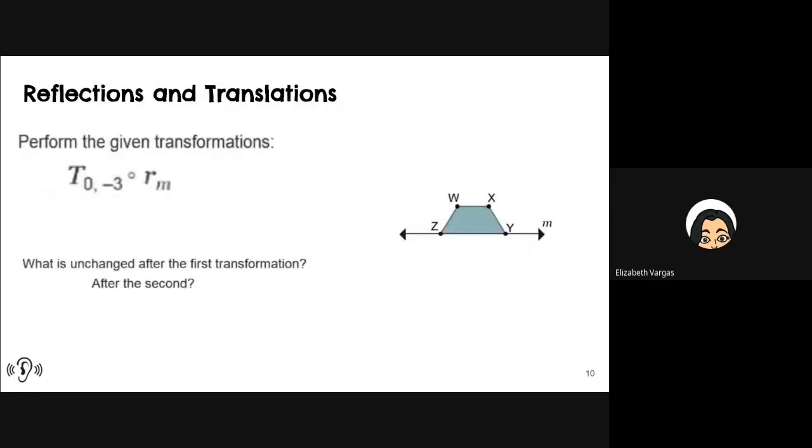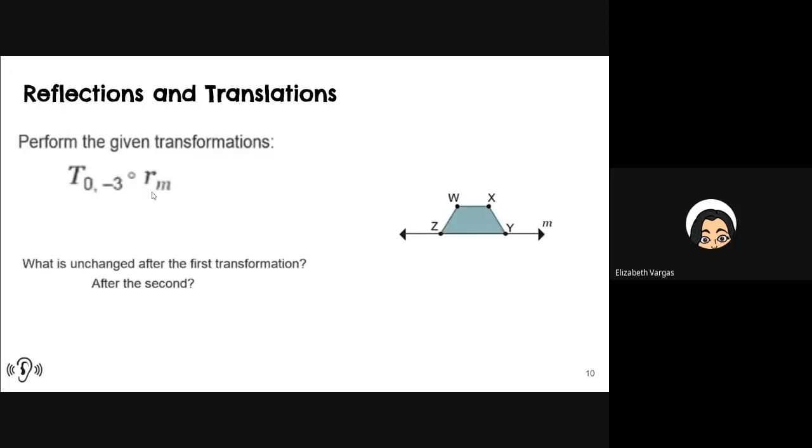And so here's an example of us completing a specific type of composition of transformations, and that is reflections and translations. Here we have a given transformation where we have a reflection across the line M, and then a translation 0 units horizontally and -3 units vertically. So what does this look like?